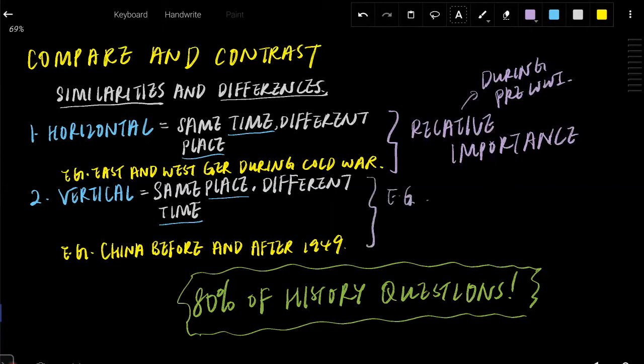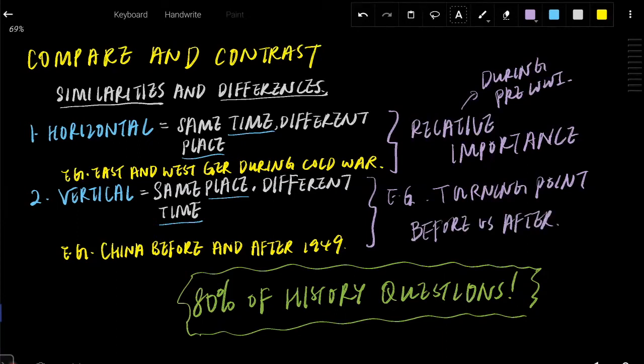Whereas for vertical, we might use it in turning point questions because we need to compare before and after a single year event in history. So it's across different time periods.